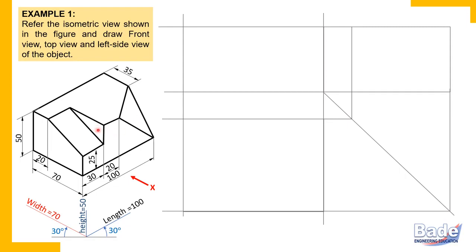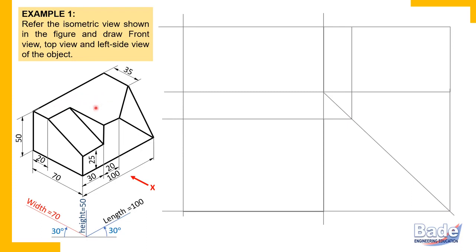Now what about the smaller triangular surface? It has an edge parallel to width. It has one edge parallel to height. So two perpendicular principal edges. That means this triangular surface is again a principal surface. Now, a principal surface is always parallel to one of the reference planes.